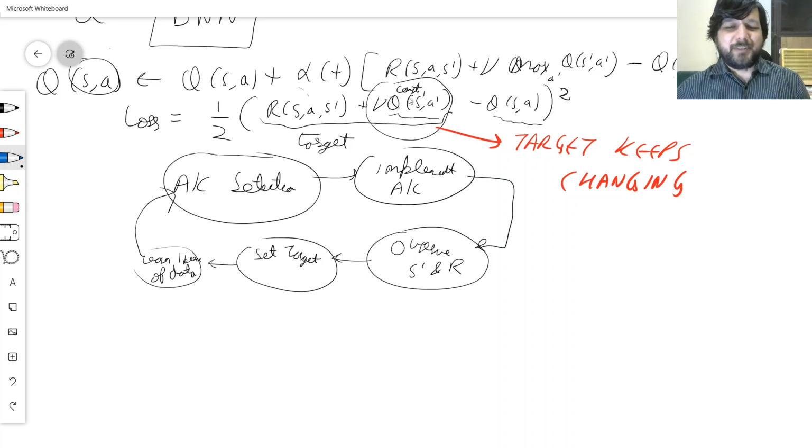So what you do is that because the target keeps on changing, you say that let's keep the target as constant. And how do you keep the target as a constant?